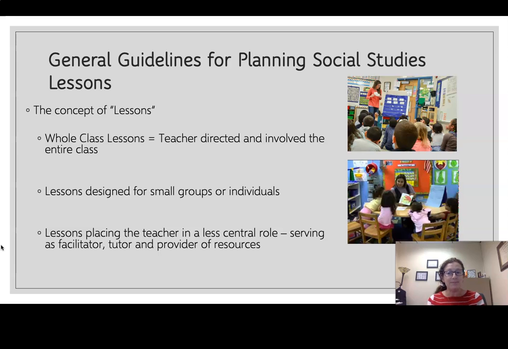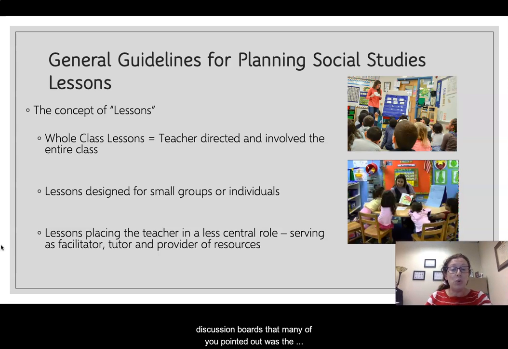and individuals. Lessons should place the teacher in a less central role. You should be more of a facilitator, a tutor, and a provider of resources. I always like to think of us as the facilitators of getting to that objective, not you standing there lecturing at the board. And something that we talked about in your discussion boards that many of you pointed out was the most memorable social studies lessons you had were you doing things, not somebody making you read chapters from a book or listening to a teacher lecture at you all day.